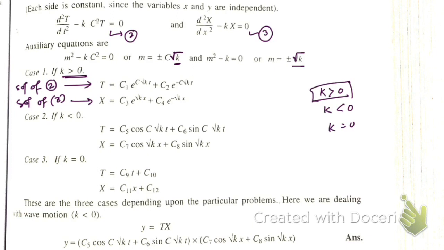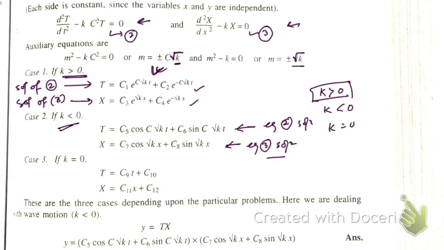When k is greater than 0, these two roots are real and unequal. So in that case, these two are the solutions of these two equations, as I have already told you. And if k is less than 0, then k is something, suppose -4 or something else, then it's going to be root 2 times i. That's going to be imaginary. In that case, the solution should be of this form. This is the solution of equation number 2, and this is the solution of equation number 3, right?